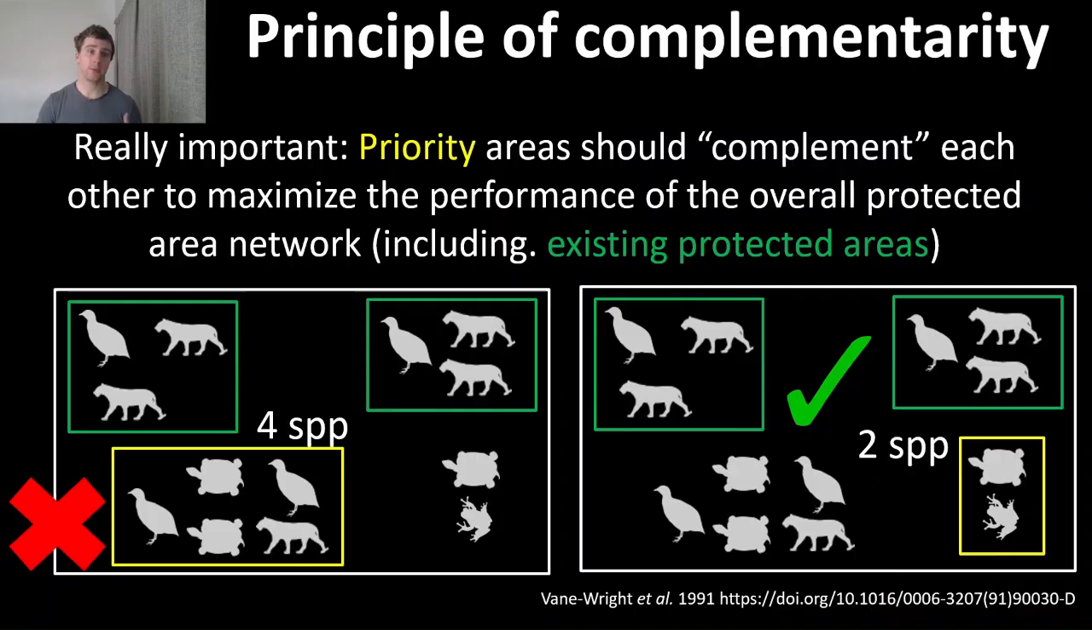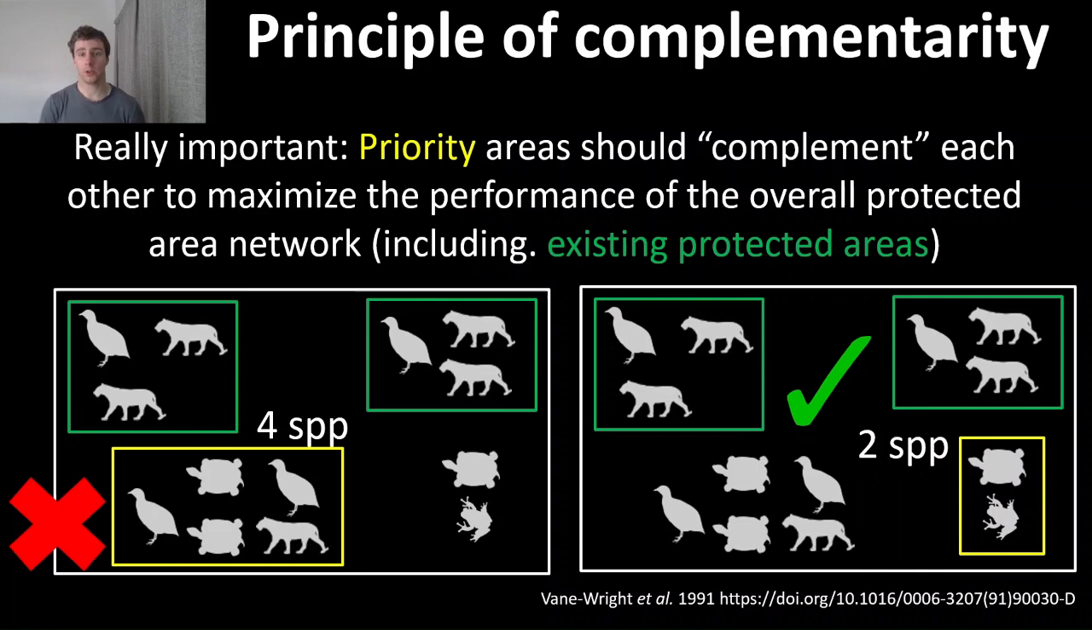And so what that means is if our existing protected area system is already meeting our goals and targets for our birds and tigers, then we don't necessarily need to get any more of them in order to meet those, because we've already met them. And so we'd want to put the protected area in the place where we get the turtle and the frog, because that's going to help us meet our goals and targets more so.